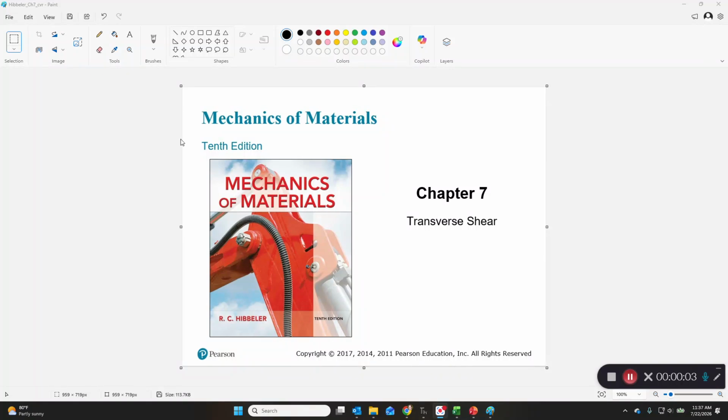Hello, this is Professor Doug, and we are in Chapter 7 of Hibbler, Mechanics of Materials. This chapter focuses on transverse shear. We're going to look at a couple of examples done in Excel, and we find that this chapter is rather interesting for its practical applications of shear load on I-beams. This is the first time in this series of lectures we'll be seeing I-beams and also T-beams and other members.